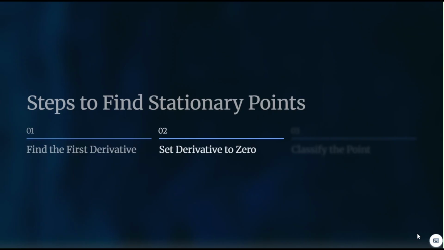Then you'll need to set the derivative to 0. You'll solve the equation f prime of x equals 0 to find critical points. And then you'll need to classify the points. Use the sign test, preferably, or the second derivative test to determine the nature of the stationary point. In this lesson, we'll focus on the sign test, and in the next lesson, we'll go over the second derivative test.